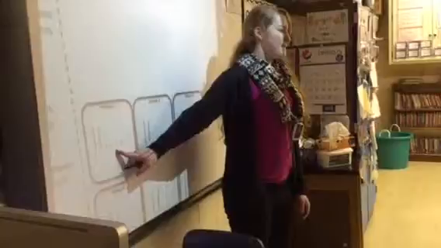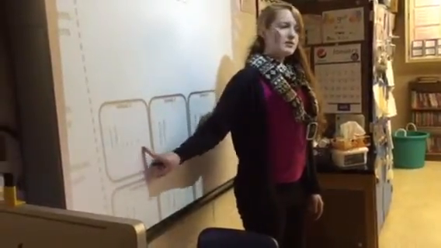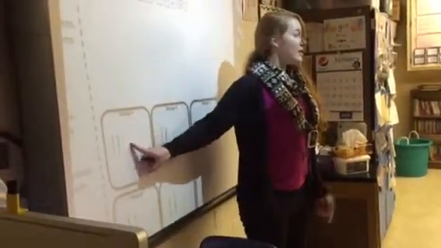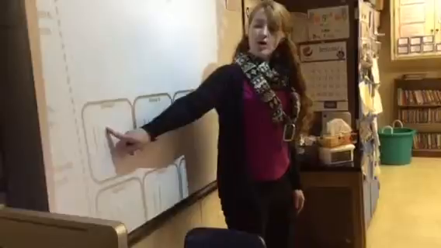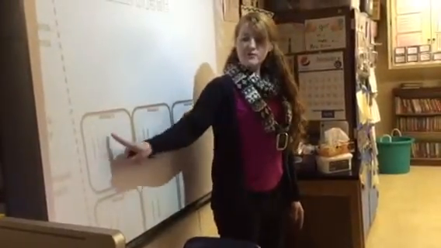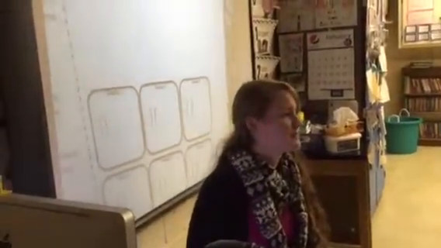We don't have 12, we just have 4. So let's see, who can help? Hunter. You can multiply. So if we have 6 groups and there's 4 in each group, you just do 4 times 6 to figure out how much are in there.